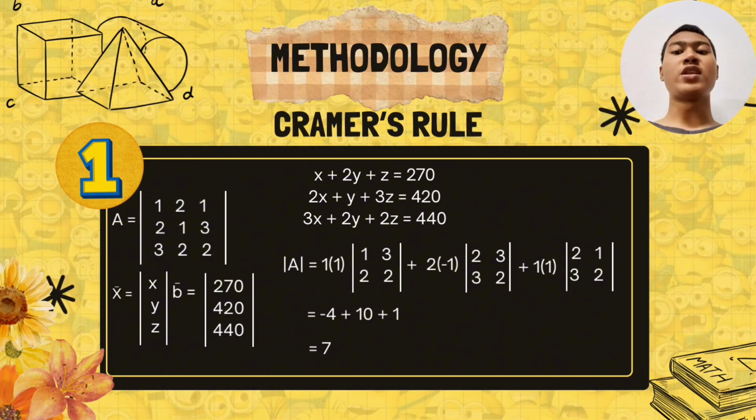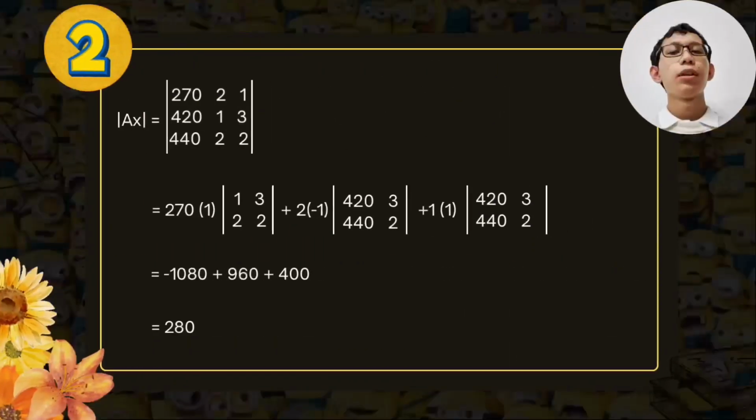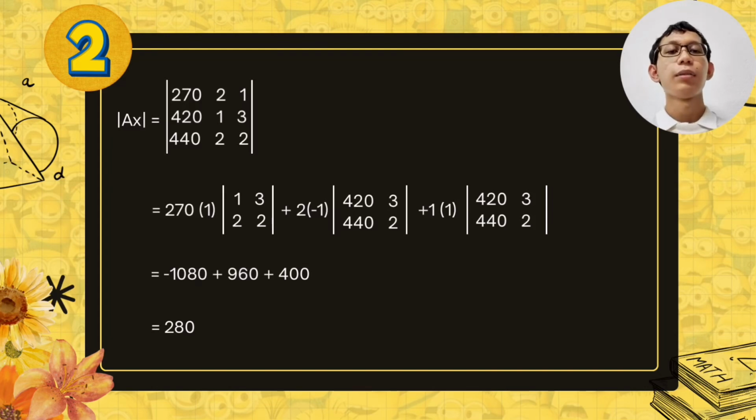Then we repeat the same step as the first one because the position is positive. This time we use the first row with the third column. After that, we sum up all the values that we get to determine the determinant of A, which is equal to 7. So, moving on to the next step, we need to find the determinant of AX.